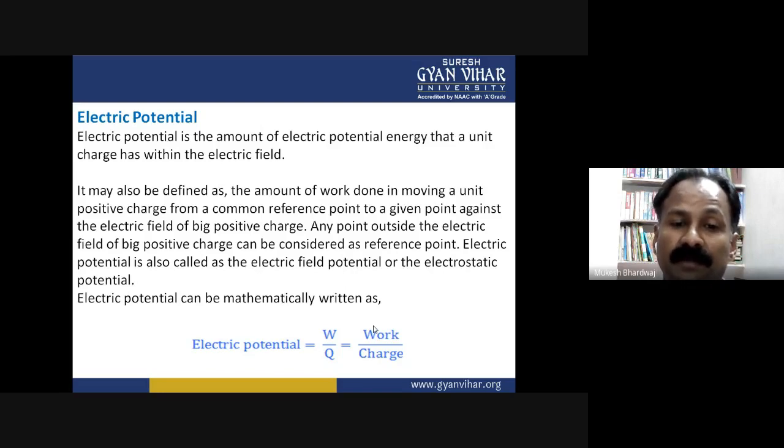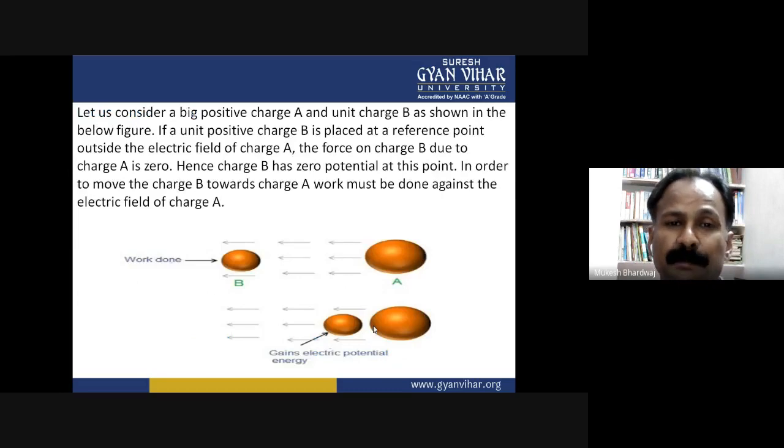Electric potential can be mathematically written as V equals W by Q, that is, work done upon the charge. Let us consider a big positive charge A and a unit charge B as shown in the figure below. If a unit positive charge B is placed at the reference point outside the electric field of the charge A, then the force on charge B due to the charge A is zero, and charge B has zero potential at this point. In order to move the charge B towards the charge A, work must be done against the electric field of charge A.